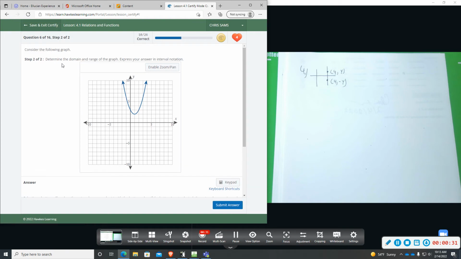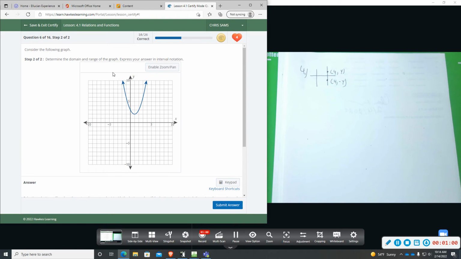And then we have a part 2 to determine the domain and range. We have a function, and every function will have a... no, I can't say that. I want to say every function will have a domain of negative infinity to positive infinity, but that's not the case. We could have a set of ordered pairs that would be a function.